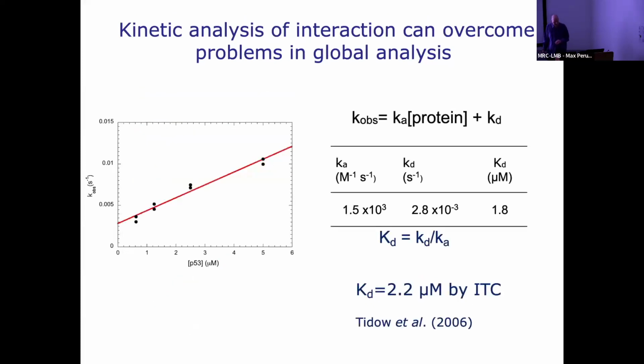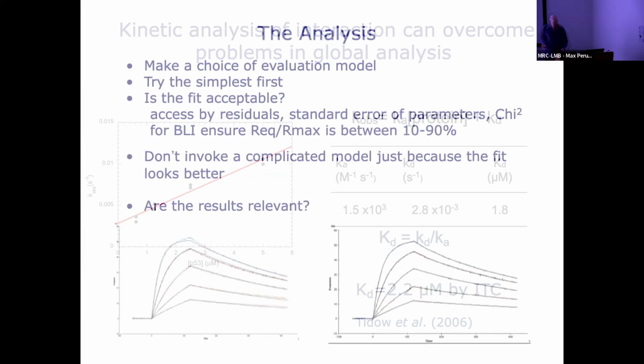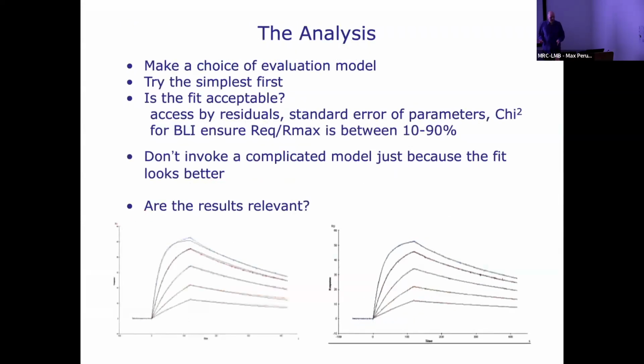And for this case, if we did that, instead of 30 nanomolar, it gives us a KD of 1.8 micromolar, and by ITC is about 2.2. Okay, so you have a choice of these different evaluation models. How do you choose? Pick the simplest one first. Don't make things complicated. Does it look good?